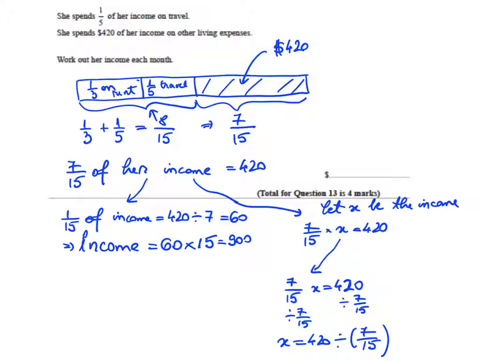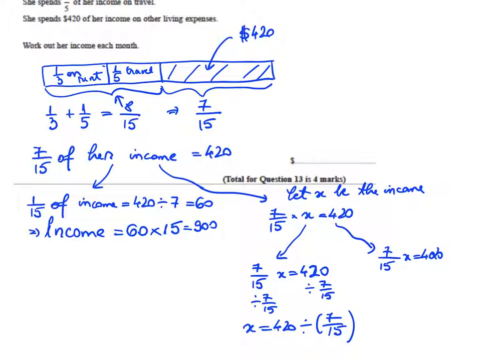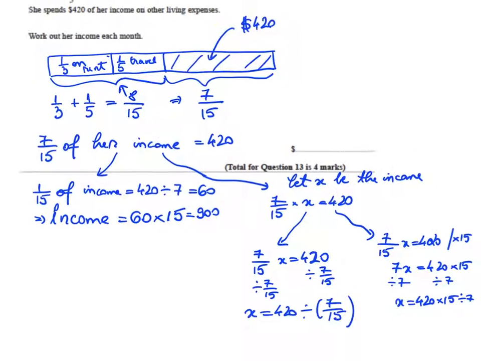Make sure you put it correctly in your calculator. Or multiply both sides by 15. First, get rid of the denominator. So 7x is 420 times 15. And then divide both sides by 7. So x will be 420 times 15 divided by 7. Both of them give me the same 900.